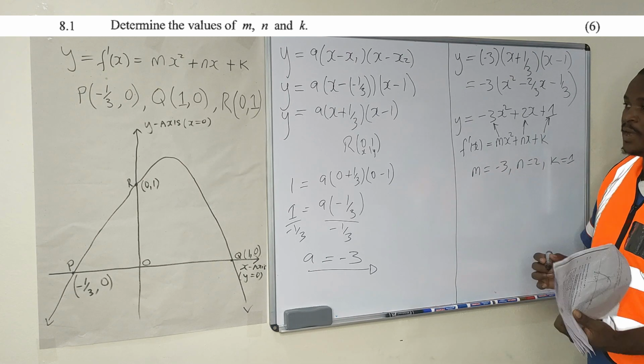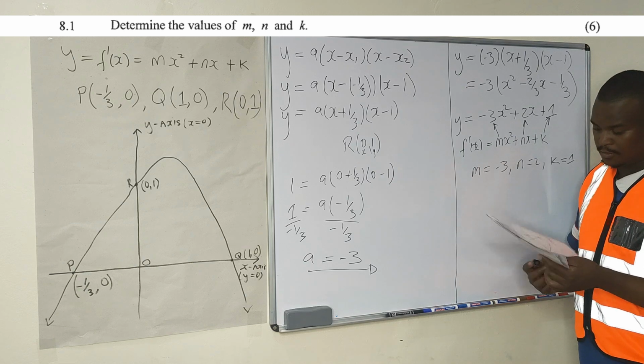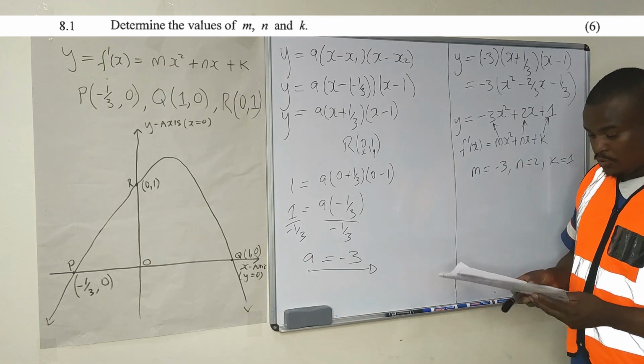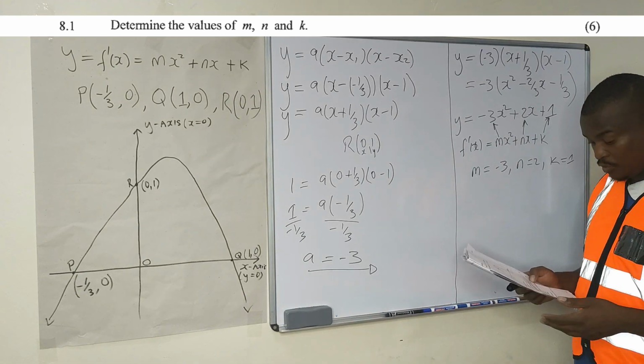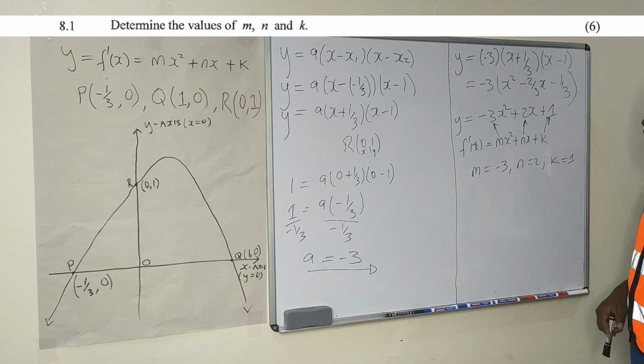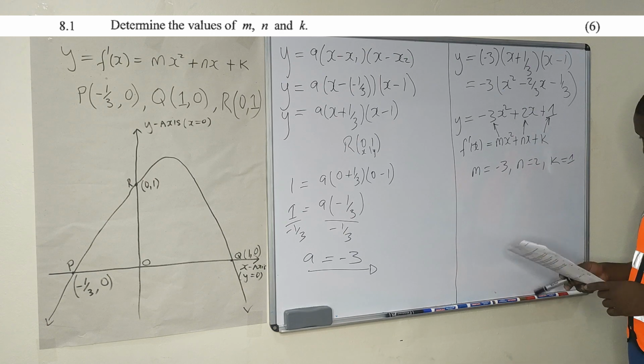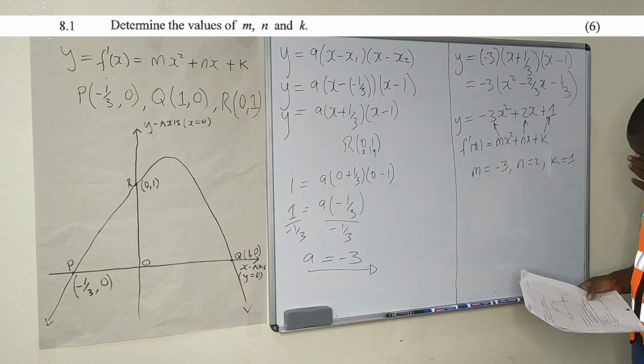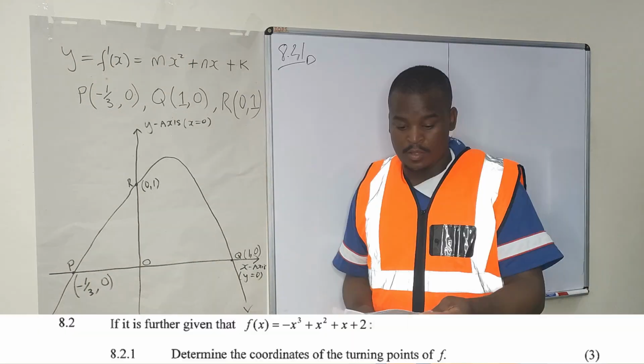Those are the values of m, n, and k. This is how you do this one. So I hope it is clear. We'll go to the next question. So I'll clean the board now and move to the next question.